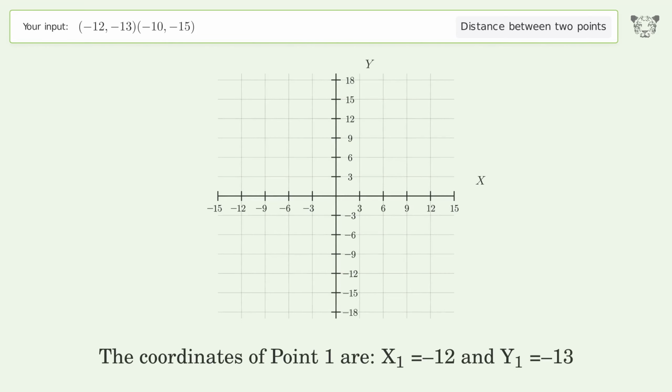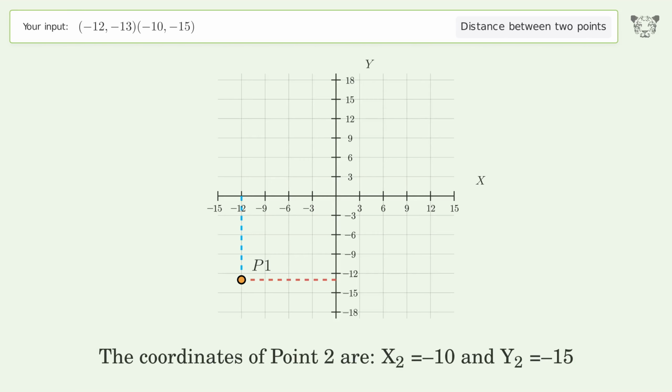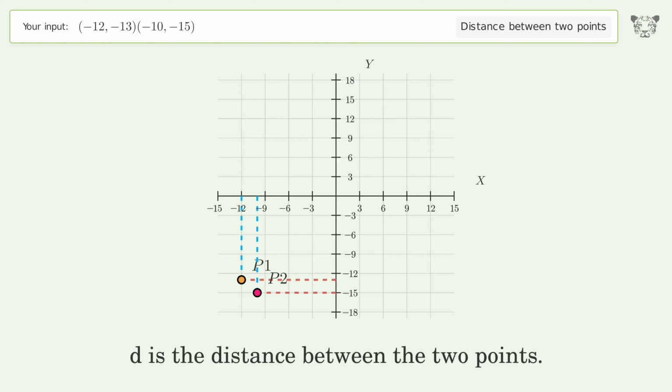The coordinates of point 1 are, x1 equals -12 and y1 equals -13. The coordinates of point 2 are, x2 equals -10 and y2 equals -15. D is the distance between the 2 points.